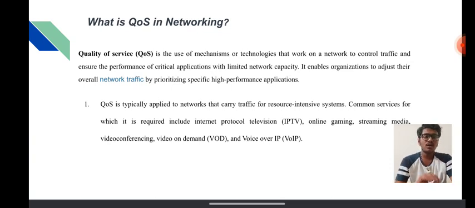So this is QoS, which is the mechanism or technologies that work on the network to control the traffic and ensure the performance of the critical applications with a limited network capacity. So let us know some more information about quality of service in the further slides.